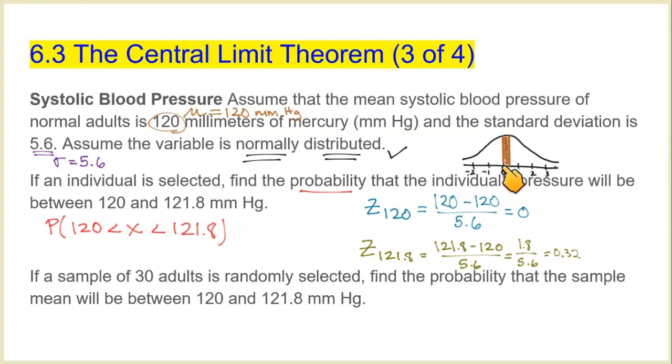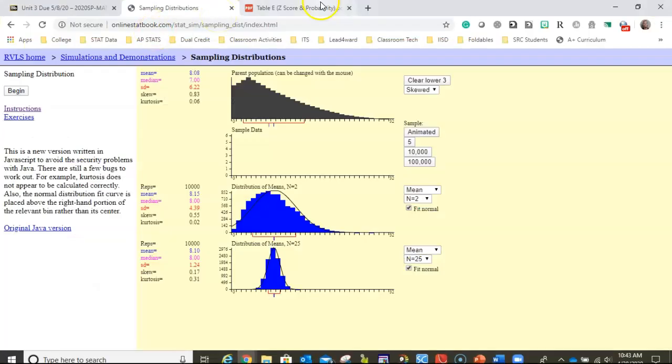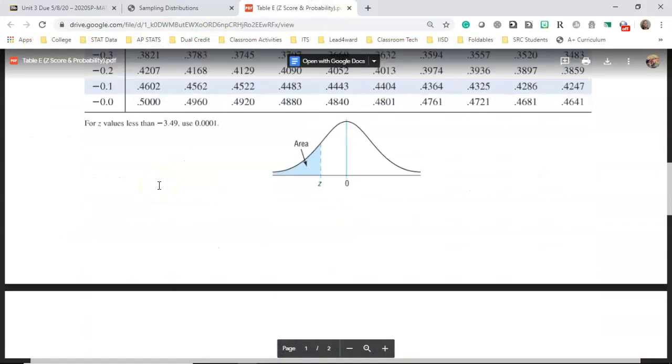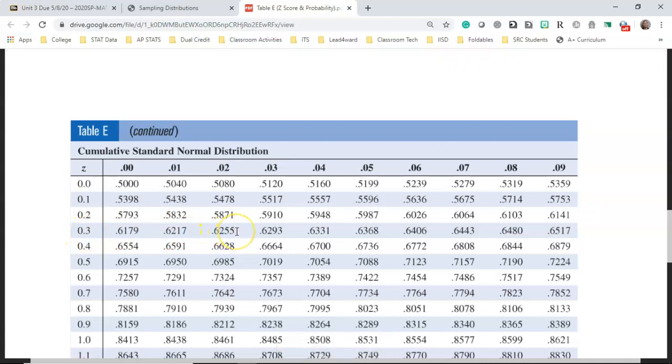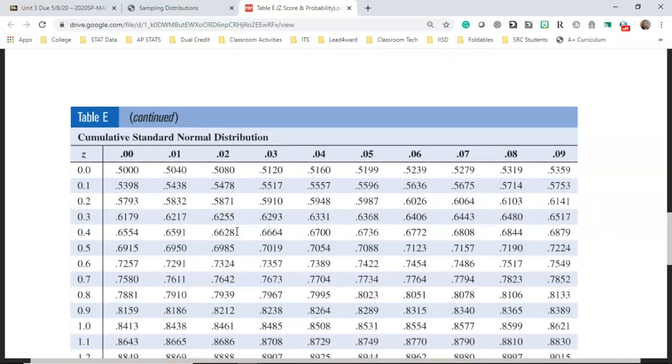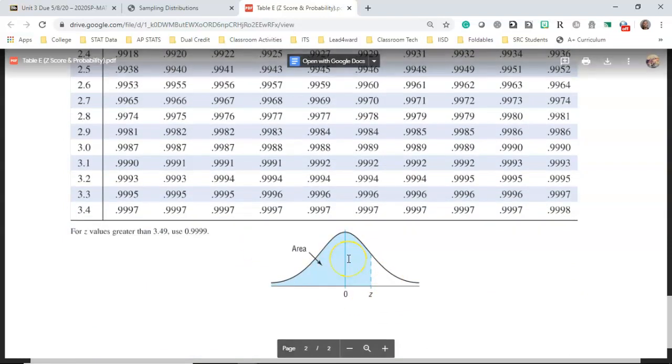And so to find that area, we know that we need to resort to our table. I know that anything to the left of 0 is 50%, but I can still go to my table just to confirm that. So 0 is 50%, and then I want 0.32. Here's 0.30, and then 2 is 0.6255. And remember, these values represent the area to the left of that z-score.